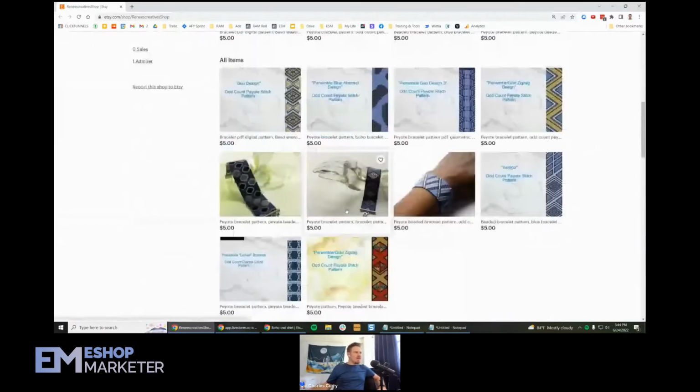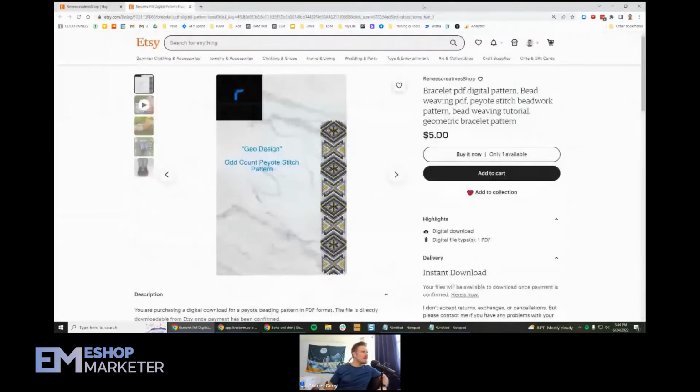So let's see, what have we got here? We've got a Geo Design odd count peyote stitch pattern. So a bracelet PDF digital pattern, bead weaving PDF, peyote stitch, beadwork pattern, bead weaving tutorial.